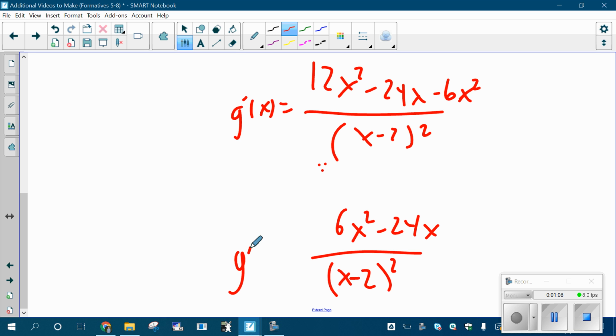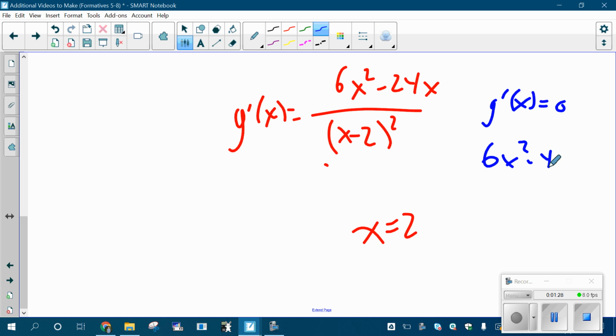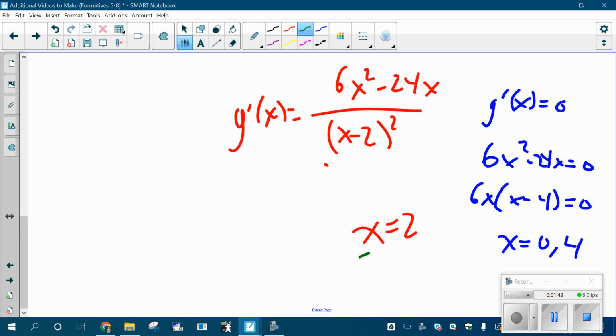I'm trying to figure out when the first derivative is 0 or undefined. Well, it's going to be undefined at 2, because that's what makes the denominator 0. And when's it going to be 0? Well, fractions are 0 when the numerator is 0. So I'm setting g prime of x equal to 0. In other words, when 6x squared minus 24x equals 0, take out a GCF, 6x times (x minus 4). Okay? You guys don't do that. So these are my critical numbers.